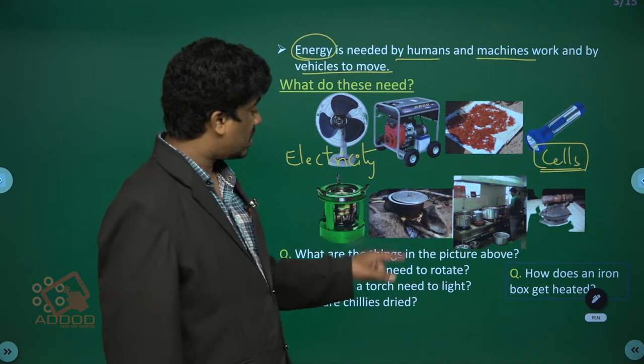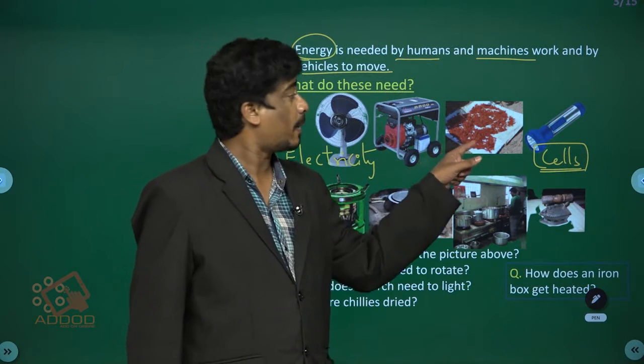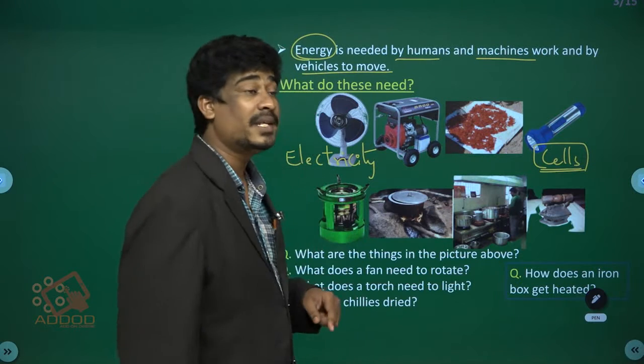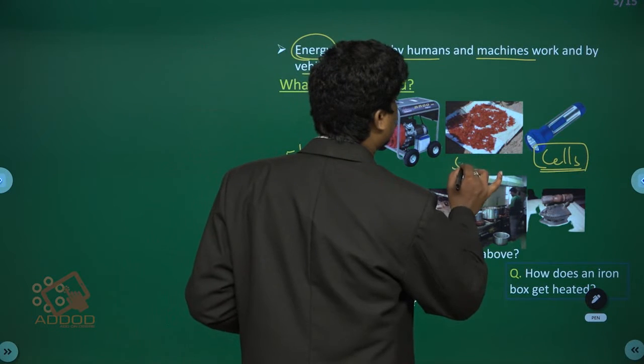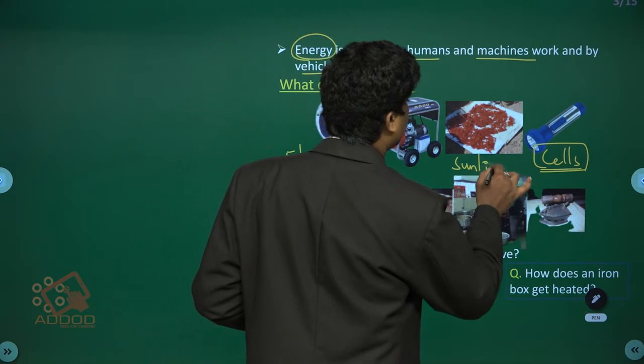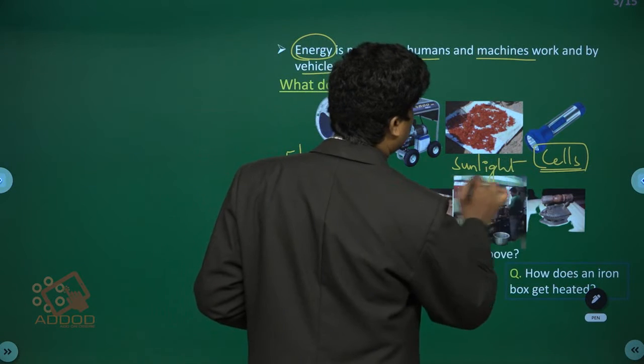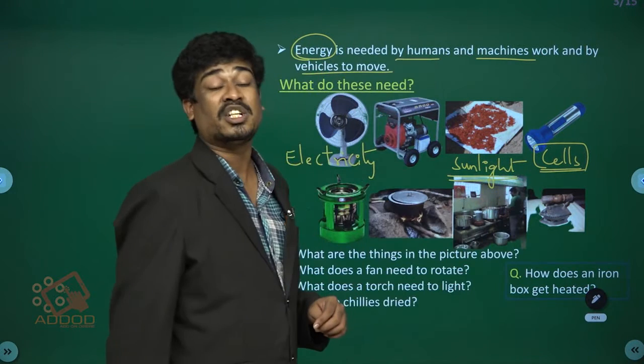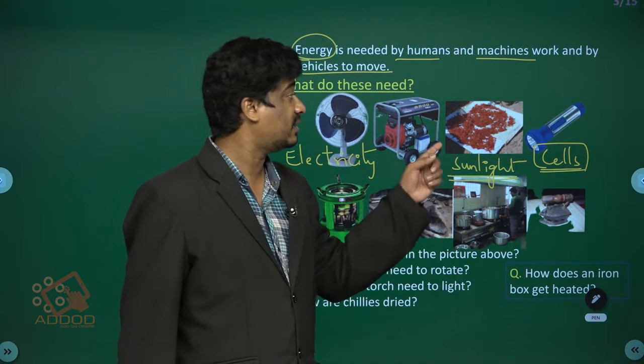And how are chilies dried? So here the chilies are dried by sunlight, isn't it? So they kept them on the floor, absorbing sunlight just to dry up.